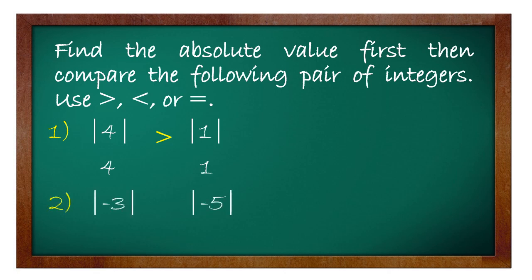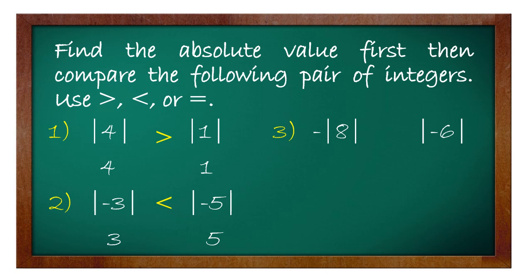Next, absolute value of negative 3, compare with absolute value of negative 5. Absolute value ng negative 3 is 3, absolute value of negative 5 is 5. So, sino mas malaki? Si 5. That means less than. Okay, next.